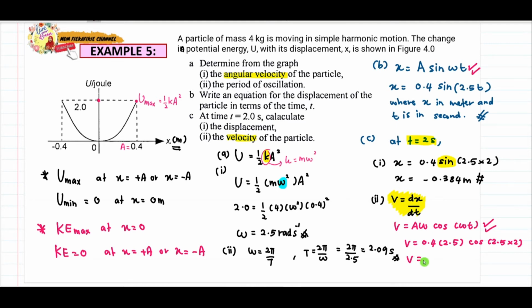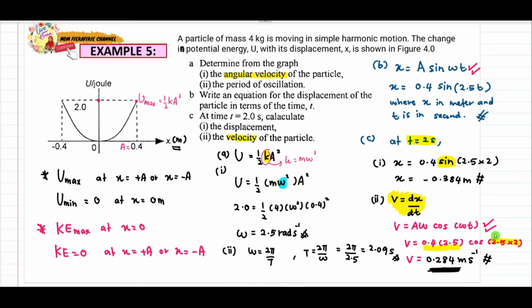So, v is 0.4 times 2.5, times cos. Make sure you solve what's inside here. 2.5 times 2 is 5. Okay, so press the calculator in radian mode. Cos 5, then multiply with the front part. Make sure you press the calculator carefully, don't make mistakes. So, v, you will get the value v is equal to 0.284 meter per second. Don't get the unit wrong. Okay, so this is the answer. Alright, so finish example number 5.